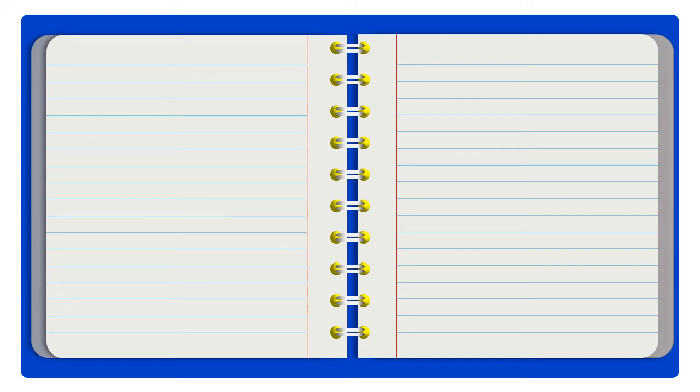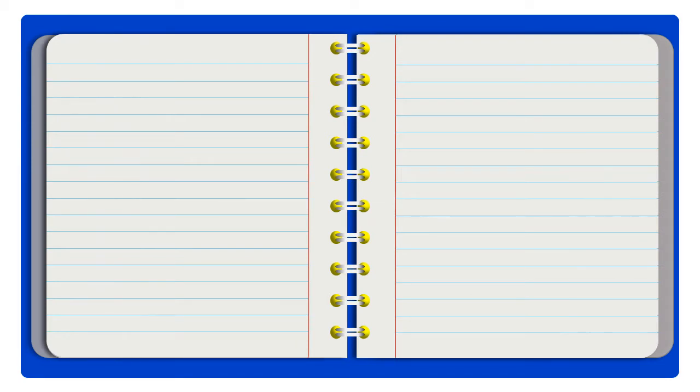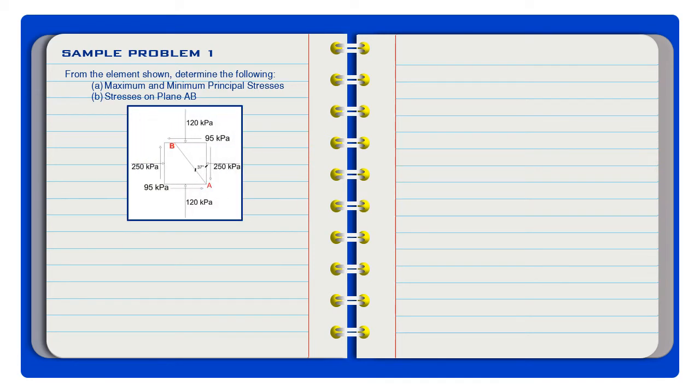Good day, engineers. So ngayon, ang i-discuss natin is yung sample problem for our Mohr's circle. So simulan natin yung discussion on sample problem number 1. For our sample problem number 1, from the elements shown, determine the following. First, the maximum and minimum principal stresses, and for letter B, the stresses on plane AB. So ito yung element natin.